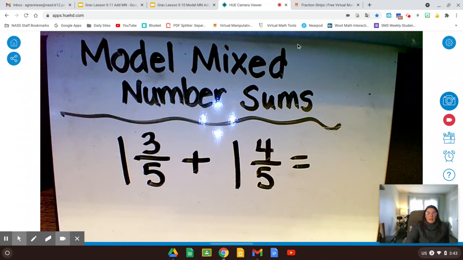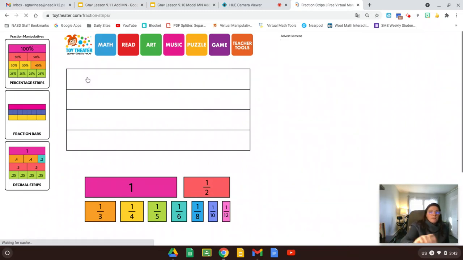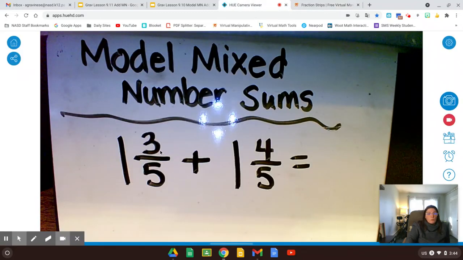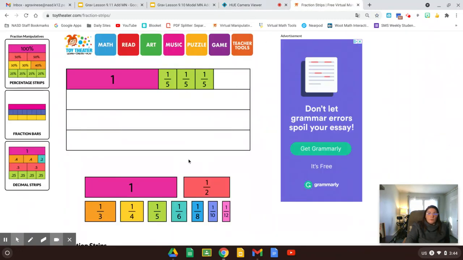I need 1 whole and 3/5. So let's take 1 whole and 3/5. Now you can really put them anywhere because we're going to organize them. So you could put the 3/5 down here or over here. It really doesn't matter. Here is 1 whole and 3/5. Now what are we adding to that? Another whole and 4/5. So add another whole and 4/5. 1/5, 2/5, 3/5, 4/5. Okay.